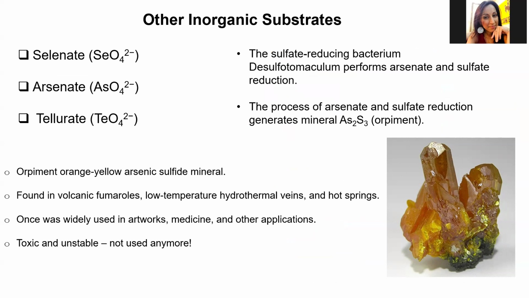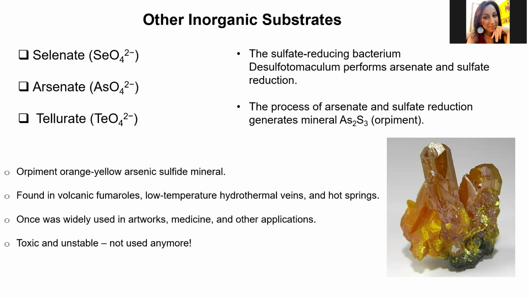These extreme microorganisms, at least to me, are fascinating. And I'm hoping that my excitement will be transferred to all of you, because there are so many things that you can research in those extreme environments. So in addition to inorganic compounds, in addition to some halogen compounds and metalloids, there are selenate, arsenate, and tellurate, that can also be used as terminal electron acceptors.